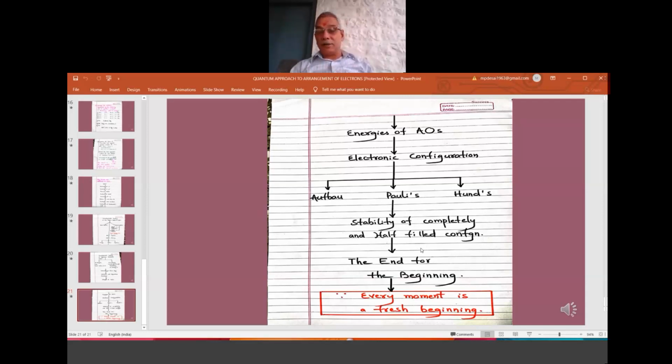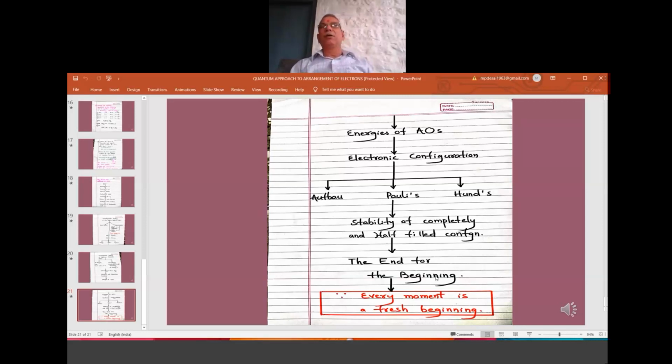So don't say that is the end. What I have written on the caption: the end is for the beginning. Where there is an end, there is a beginning. Okay, let us not say end. Why is it ending? For something to begin. Every moment is a fresh beginning. So let us start with a fresh beginning in our next session, the third chapter, periodic classification of elements. With this, I am winding up today's session.